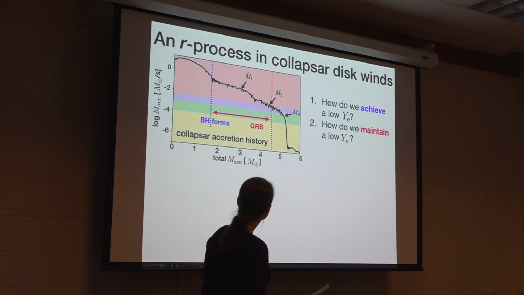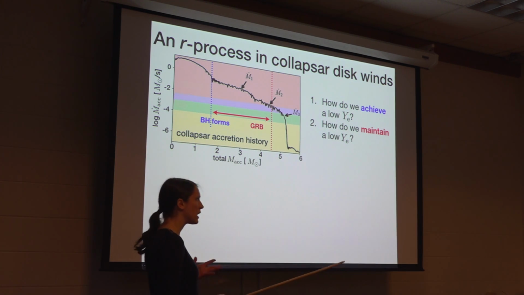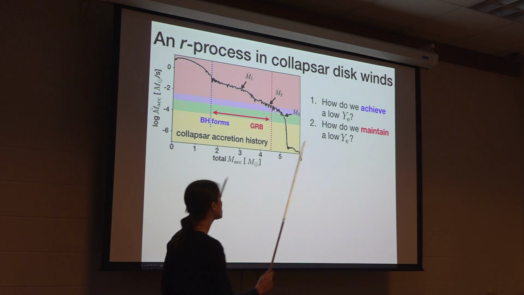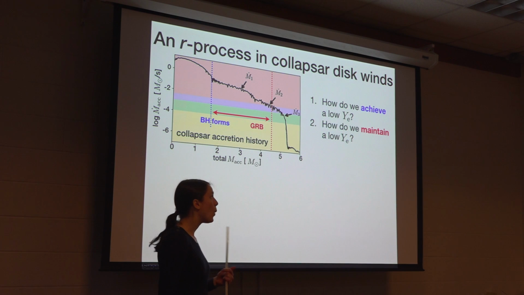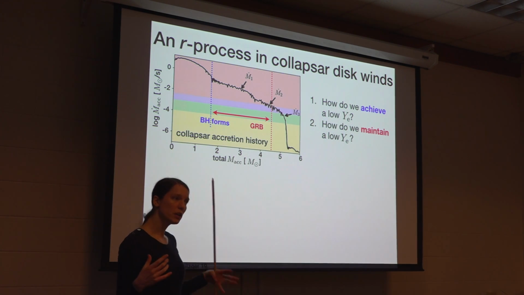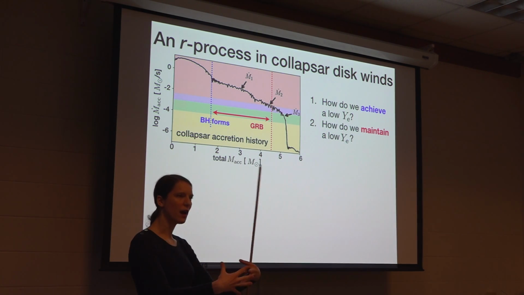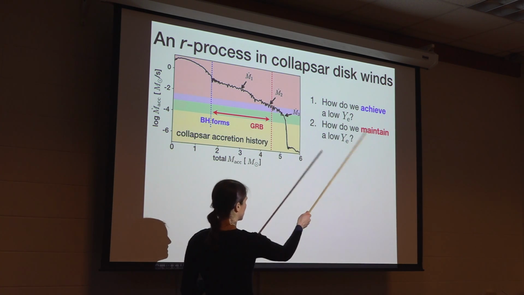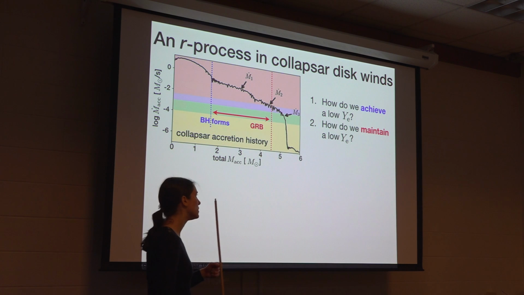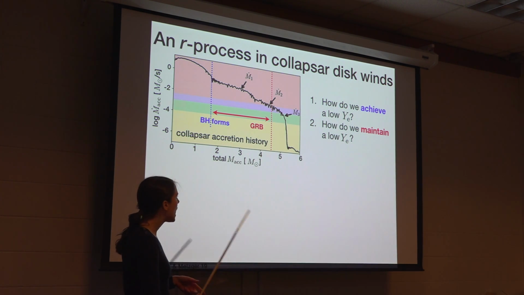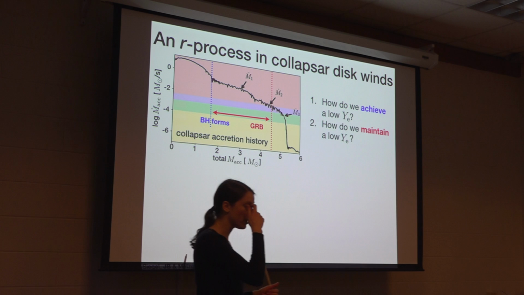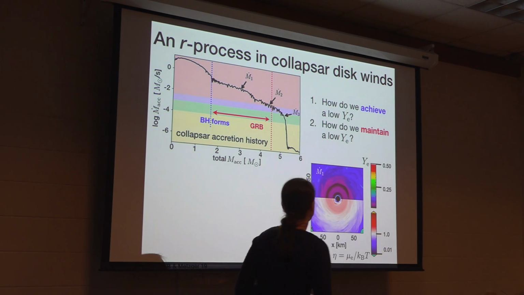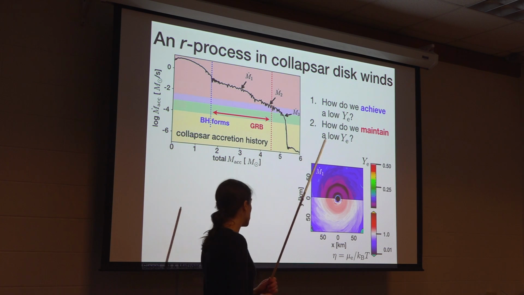Okay, so the two questions the simulation needs to answer if we want to argue that collapsars could be R process sources are, first of all, how are we going to achieve the required low electron fraction, right? Unlike in a neutron star merger, in this case we're starting out with high Ye material because we're just collapsing a massive star. So we need some way to take that high Ye and drive it to low Ye. And the second question is, how are we going to maintain that low electron fraction in the face of weak interactions? So this plot of the first snapshot gets at this first question.